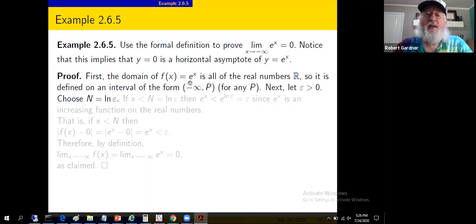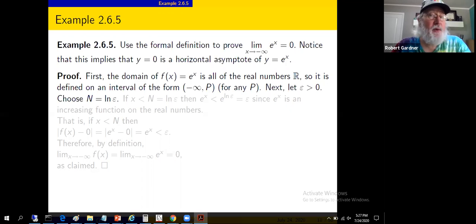First, domain of e to the x, it's all real numbers. So there is an interval of the form negative infinity to p, where the function's defined. It's defined everywhere. So in particular, it's defined for large negative input values. So we've got the function defined where it should be. Using the formal definition, we'll let epsilon be greater than 0. We need to find a capital N, and so on. I say choose N to be the natural log of epsilon.